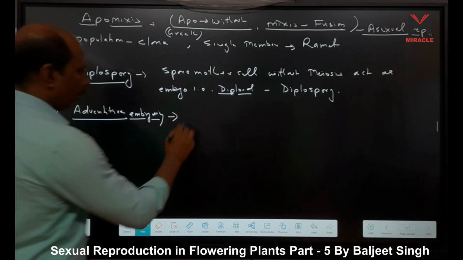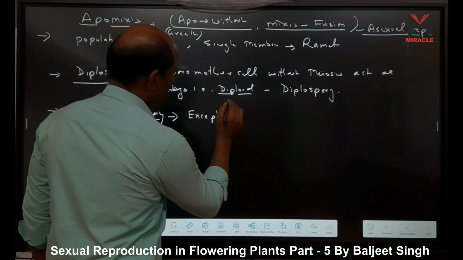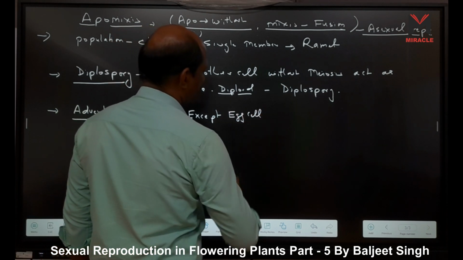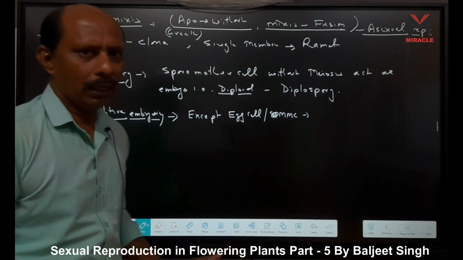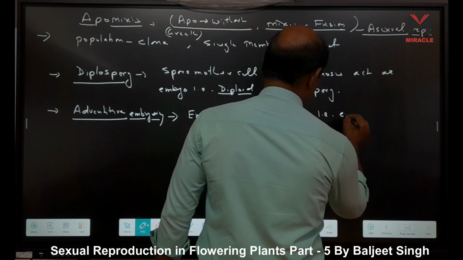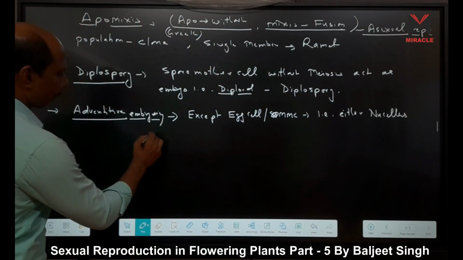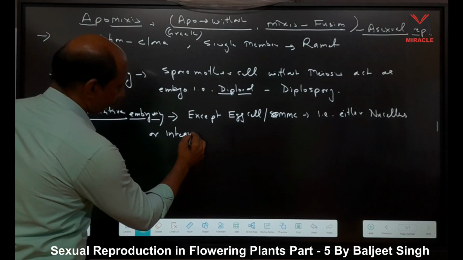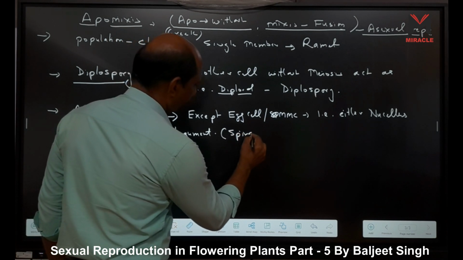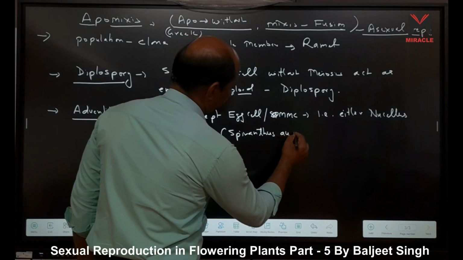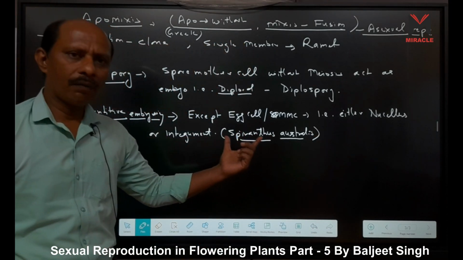Adventitive embryony means what? Any cell except the egg cell, or we can say except the megaspore mother cell, develops into an embryo. It may be a nucellus cell or an integument cell. Integument, as for example in Spiranthes australis, where any integument cell develops into an embryo.